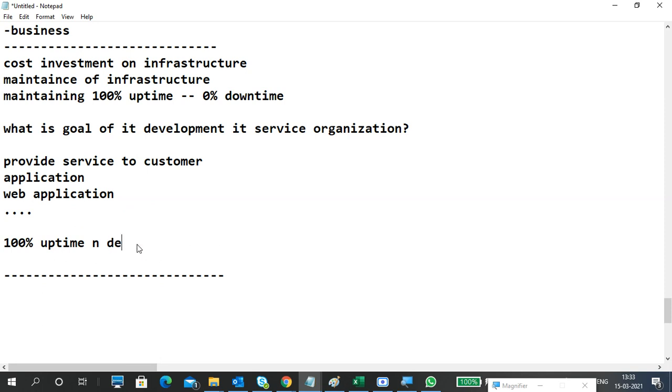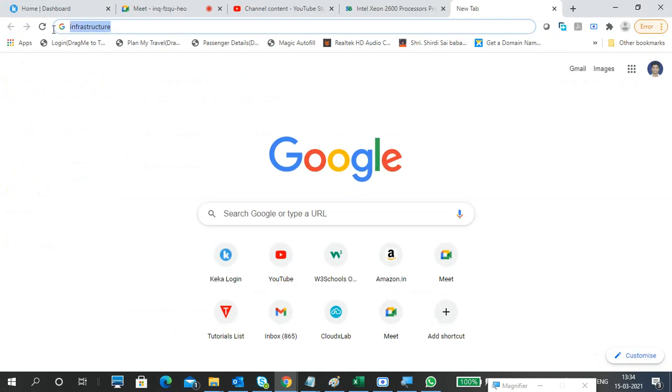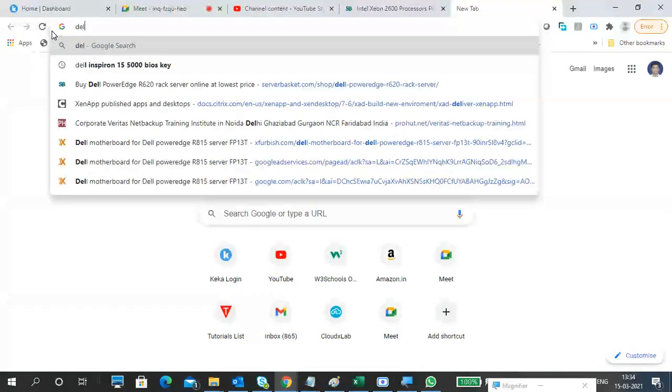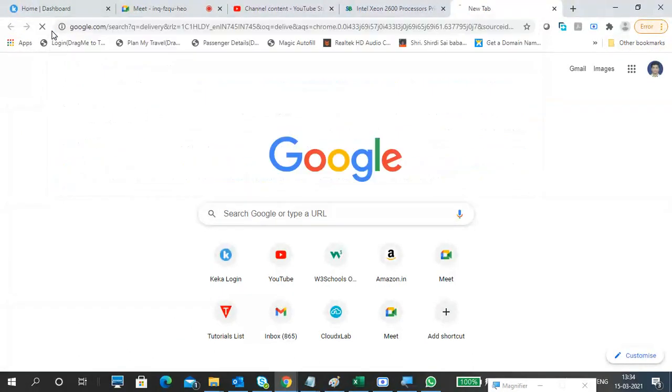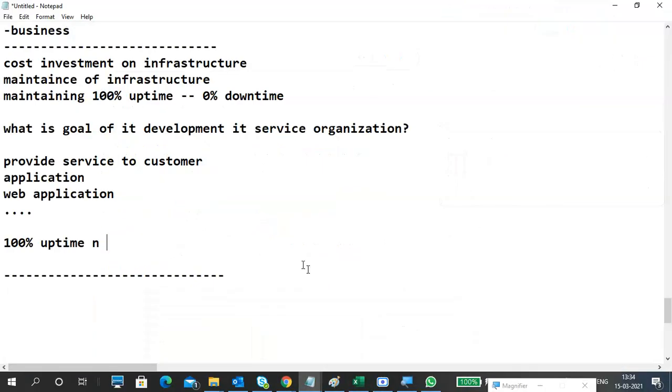Something happened to my fingers. Yeah, typing only.